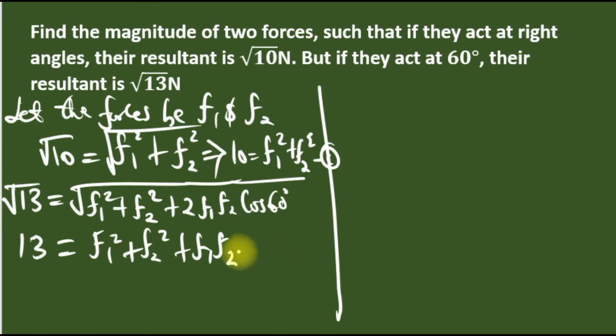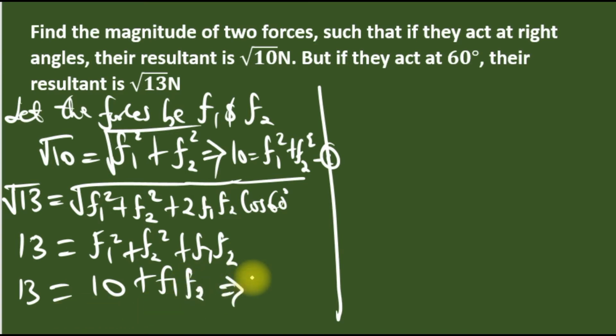So this is the second equation, but we've gotten that F1 squared plus F2 squared is 10. So this is 13 equals 10 plus F1 F2. So you see that F1 times F2 is now 13 minus 10, which is 3. So with that, this is the second equation.